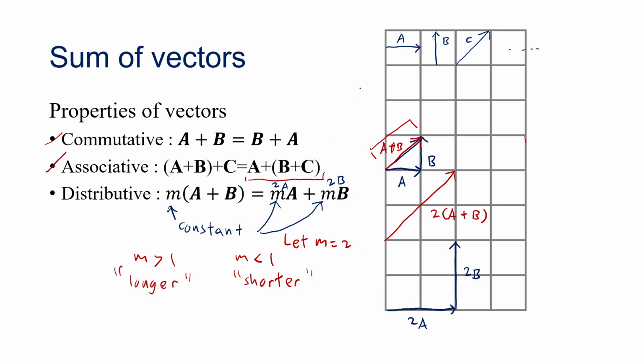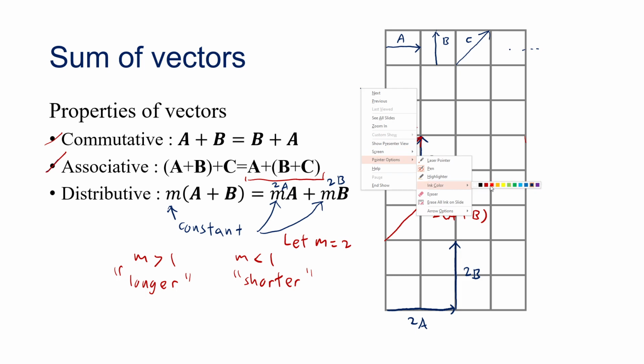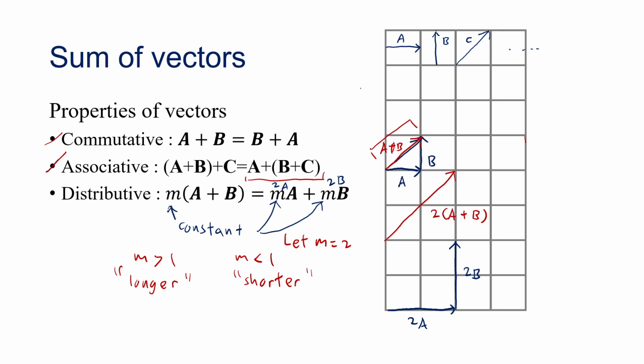You can see if we draw the resultant vector, you can see this arrow here and this arrow here are just the same, right? Pointing toward the same direction, with the same length. So we can conclude this: for any constant m multiplied with a plus b is equal to the constant m multiplied with a plus the constant multiplied with b.